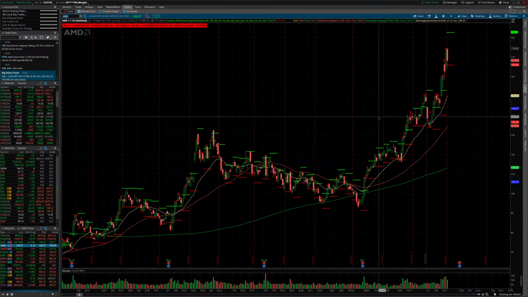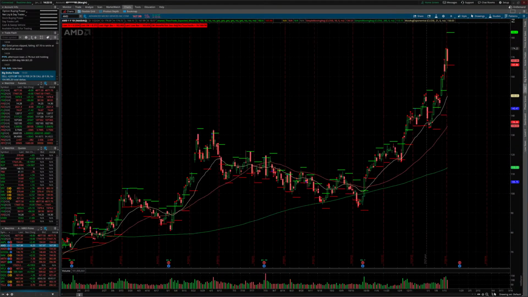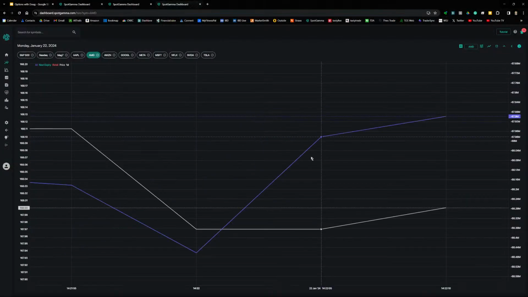Let me zoom in on this. So this line right here, that's the upper weekly expected move last week for AMD. So very sharp move higher in AMD last week. And apparently today there was a downgrade for AMD.